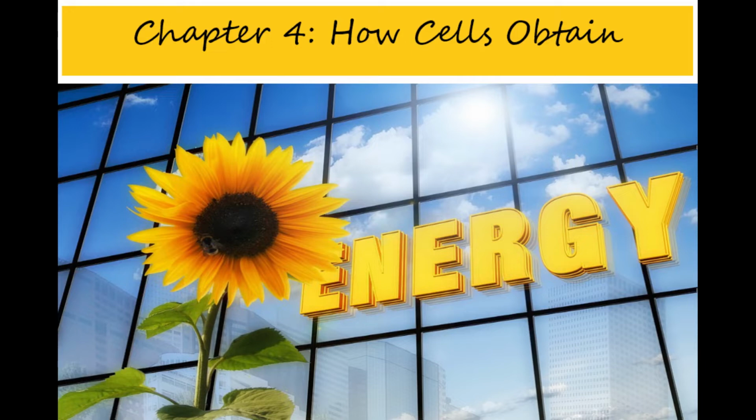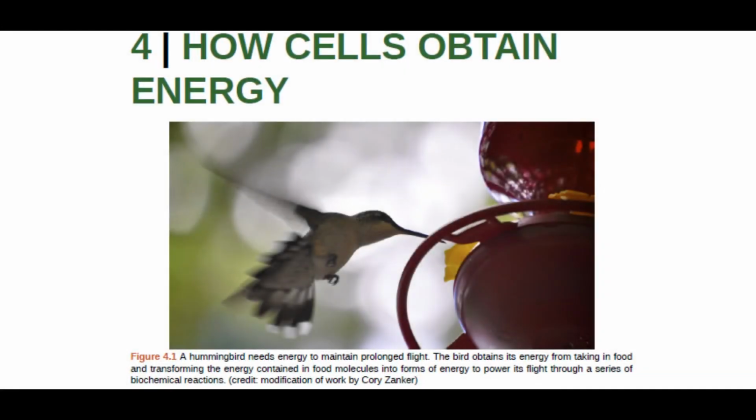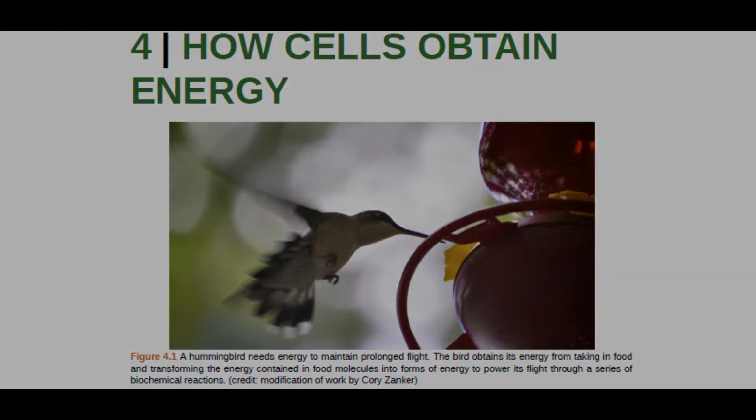We'll read Chapter 4, How Cells Obtain Energy. Figure 4.1. A hummingbird needs energy to maintain prolonged flight. The bird obtains its energy from taking in food and transforming the energy contained in food molecules into forms of energy to power its flight through a series of biochemical reactions.